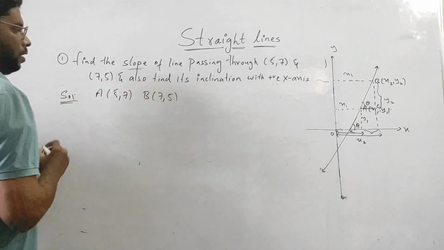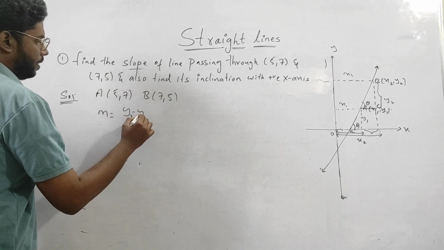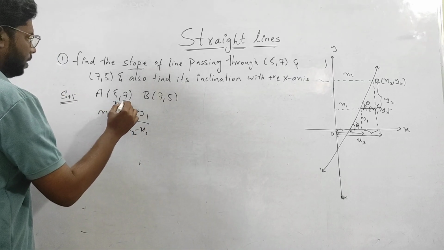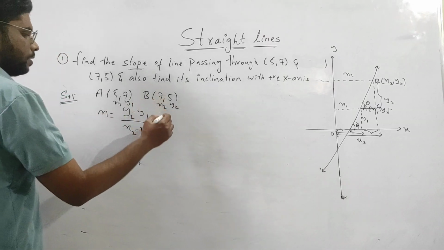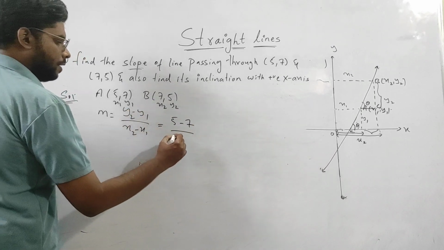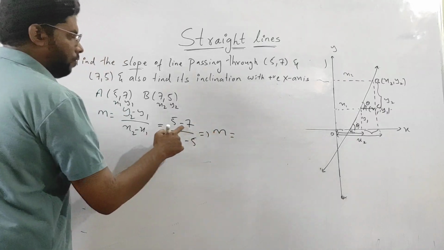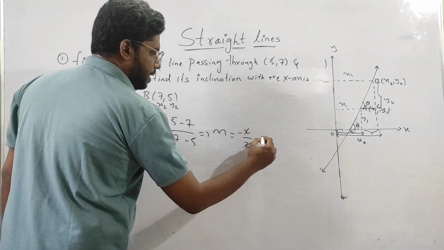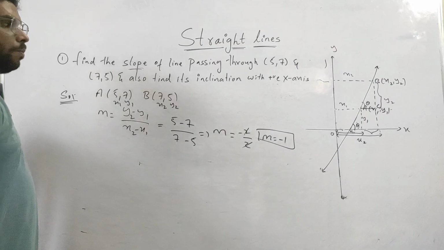Now we need to find the slope of the line. We know the slope formula we have derived: y2 minus y1 by x2 minus x1. This is x1, this is y1, this is x2 and this is y2. Substituting, y2 is 5 minus y1, which is 7, divided by x2, which is 7, minus x1, which is 5. So m is 5 minus 7, which is minus 2, by 7 minus 5, which is 2. The 2 gets cancelled. So m is equal to minus 1. We got the slope equal to minus 1.